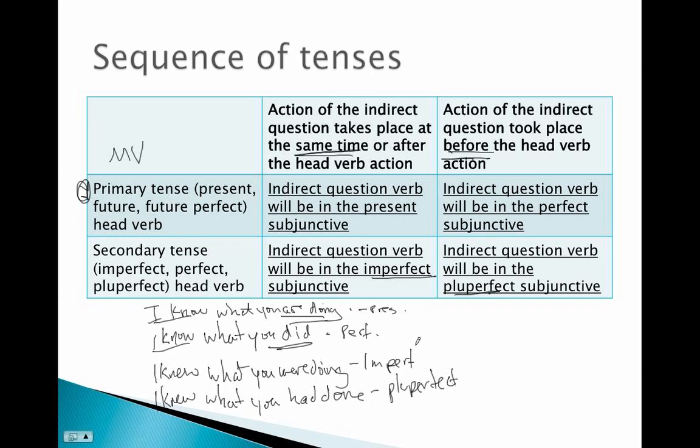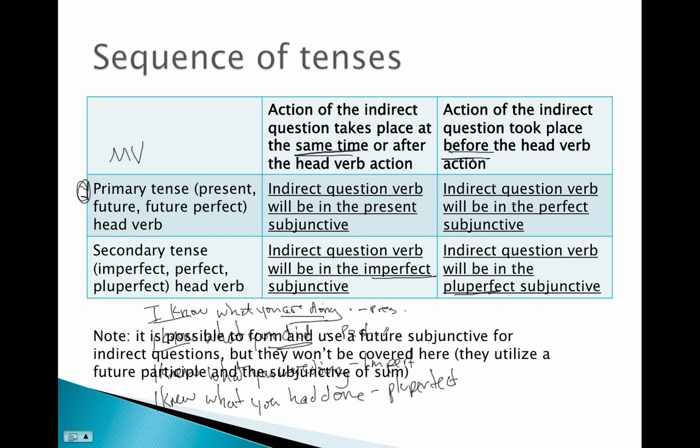Now, there's one last note I should add here, and it's going to be hard to read this because I've written all over it, but it is possible to form and use a future subjunctive. So, the example might be, I know what you will do. So that would be future.